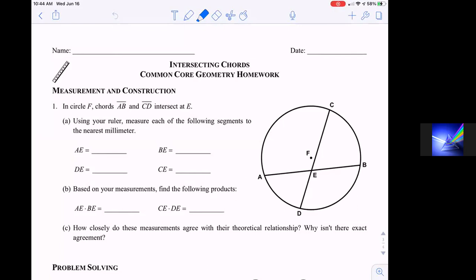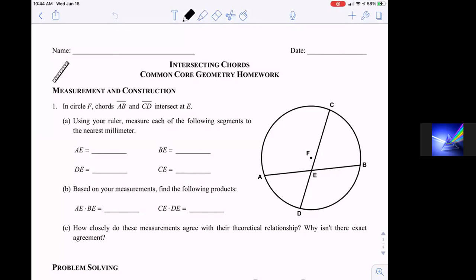Now in part 1, question 1, we are supposed to use a measurement device. We're supposed to use a ruler to measure each of the segments to the nearest millimeter. I'm going to help you out with this because I don't know how many of you actually have a ruler available to you at home.